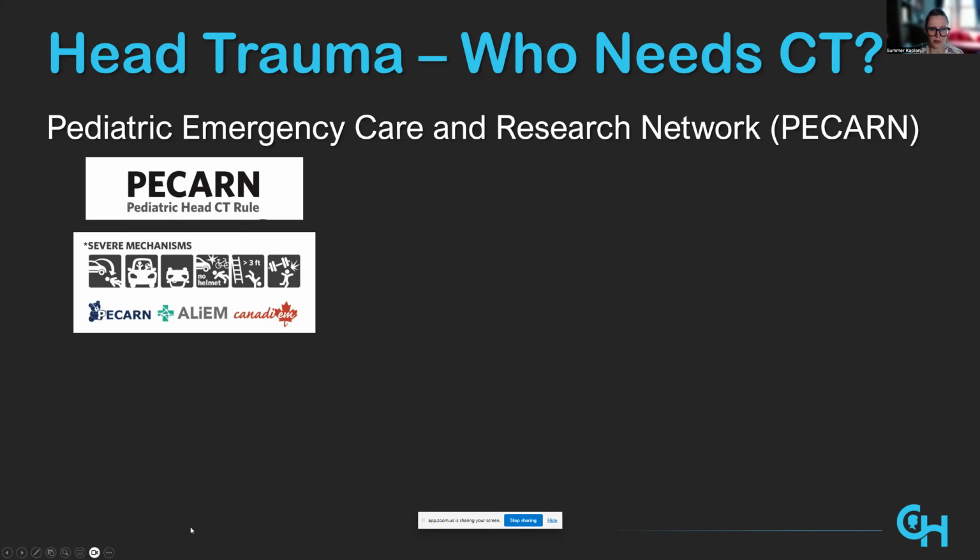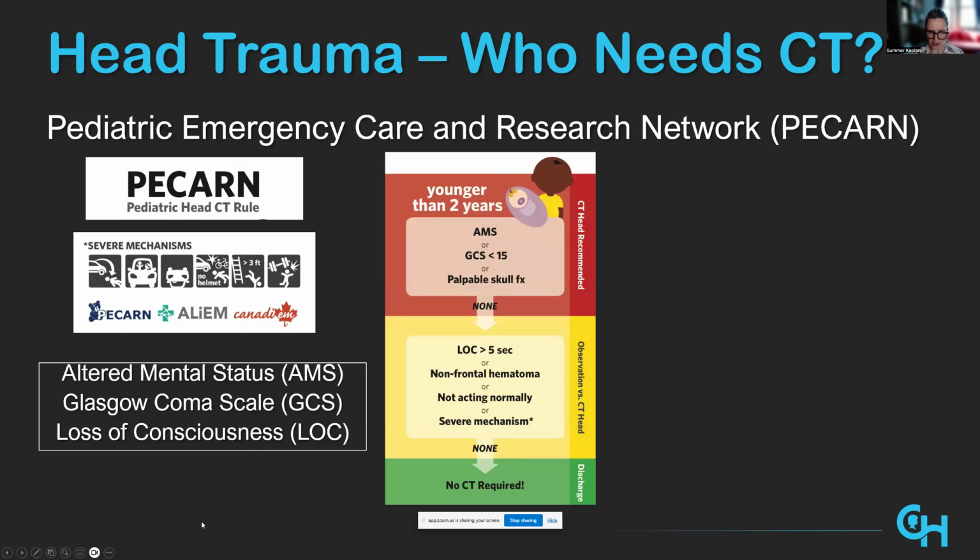So for head CT, we have PECARN guidance, and it's broken into 2 age groups. So kids younger than 2 years have a different algorithm than kids older than 2 years. And what we see is that for those who are most severely injured, which would be defined by an altered mental status, a GCS of less than 15, or a palpable skull fracture, those are kids who definitely need a head CT. It's recommended.